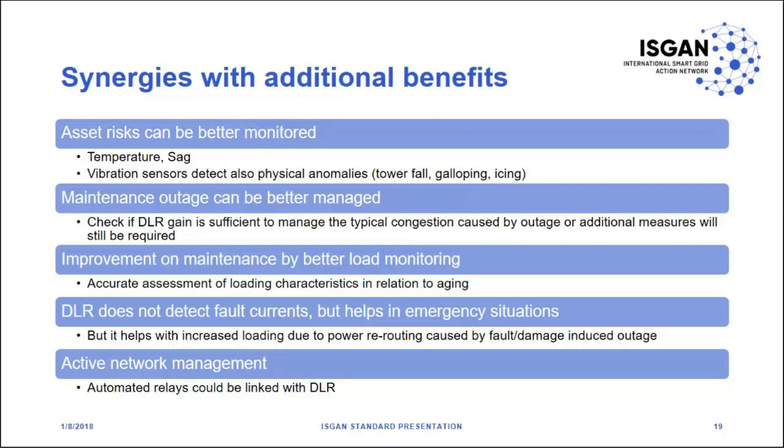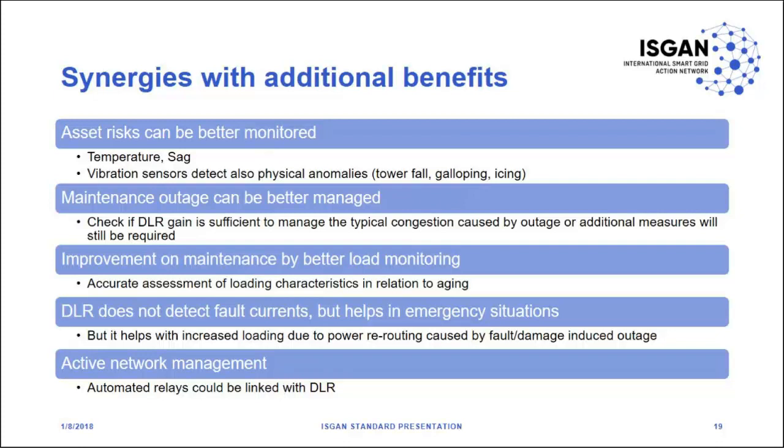If you manage to overcome the hurdles that I mentioned, then dynamic line rating can deliver significant benefits in the form of additional grid capacity and enhanced visibility. With enhanced visibility, you can monitor better the asset risks like temperature and sag of a power line. Forecast values for these parameters can also be provided together with the forecast dynamic line rating. And if you use Ampacity sensors that measure vibration, you can also detect physical anomalies like tower fall, galloping of the line, and icing on the line.